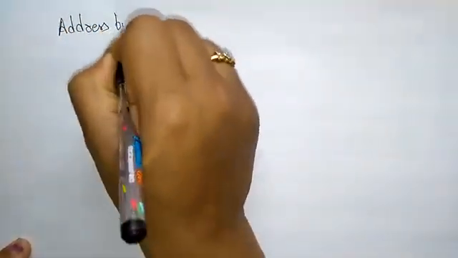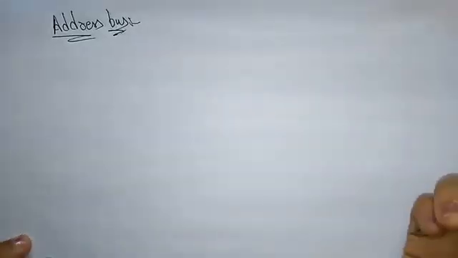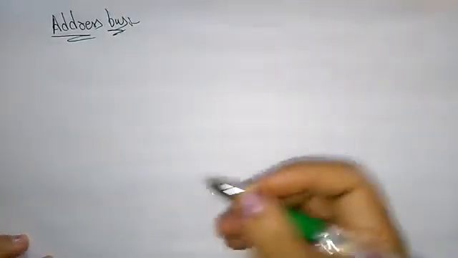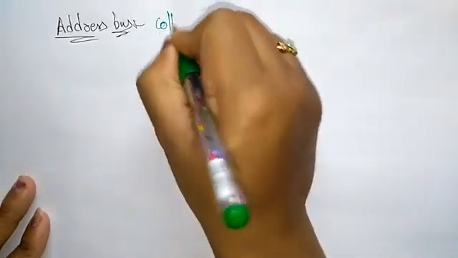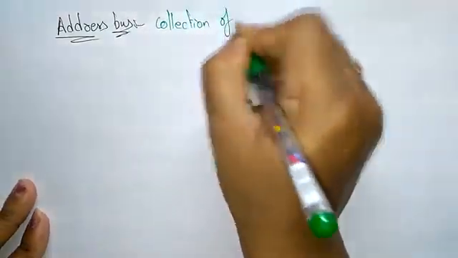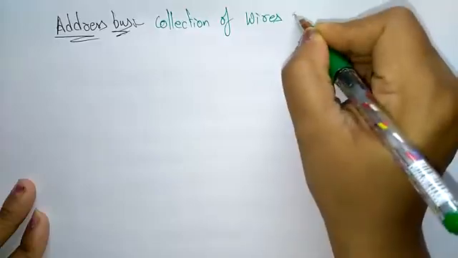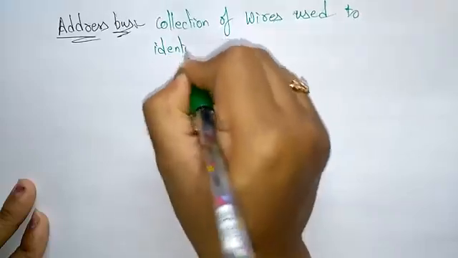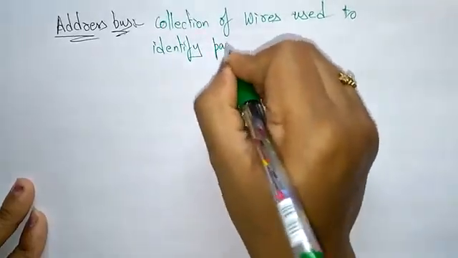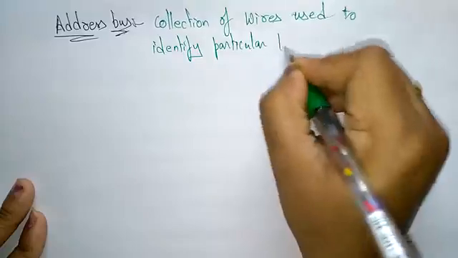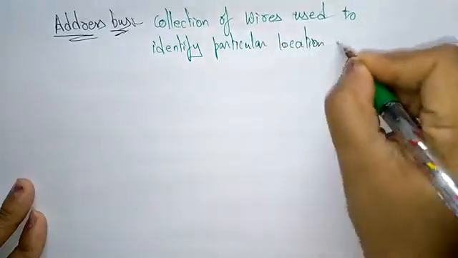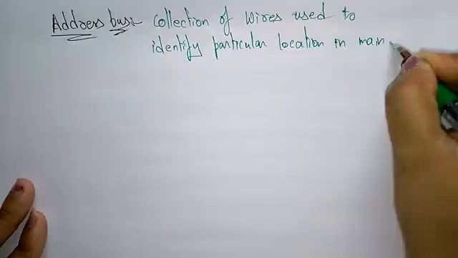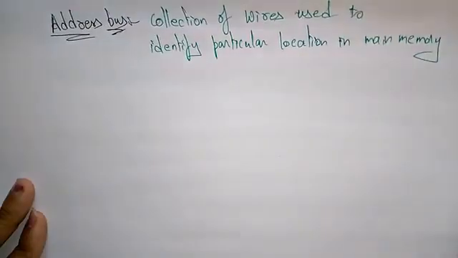Let me explain about the address bus. The data bus is used to carry the data. Then what about the address bus? What is the use of the address bus? The address bus is nothing but a collection of wires, just like the data bus. Those wires are used to identify a particular location in memory. So it is used to identify a particular location in main memory. This is called the address bus.